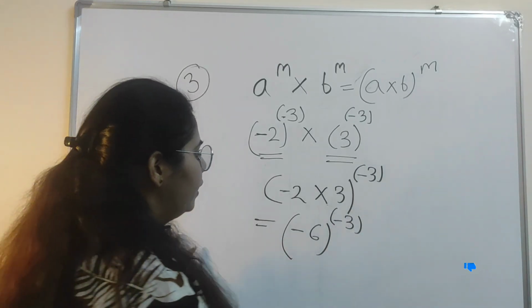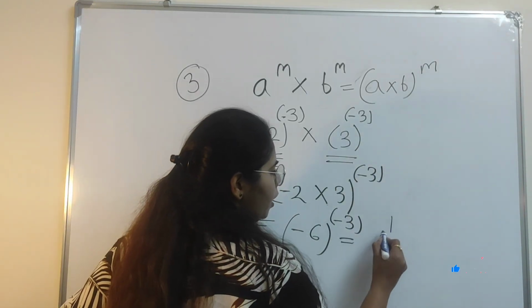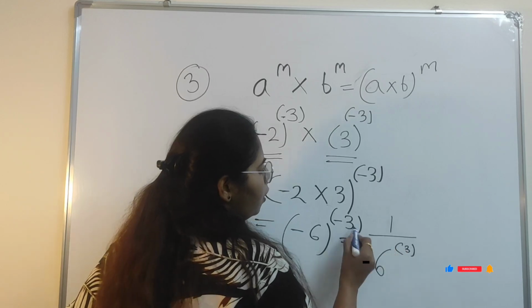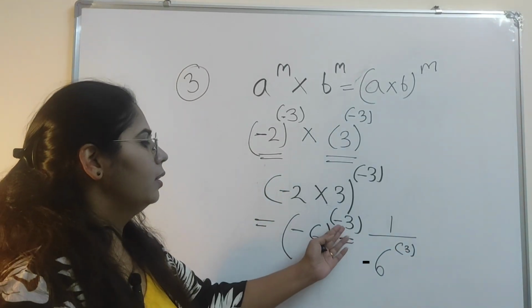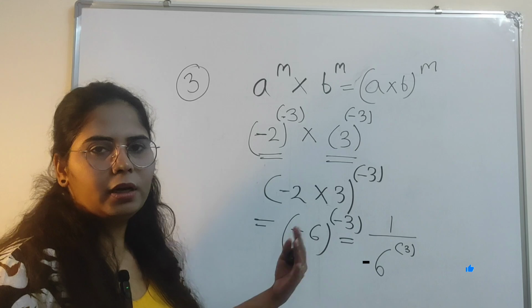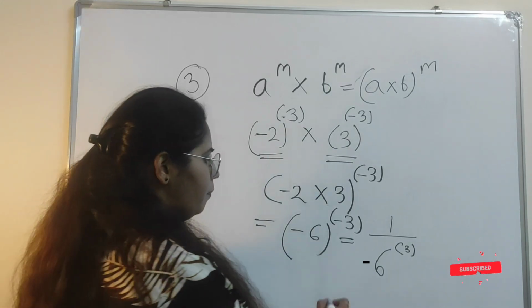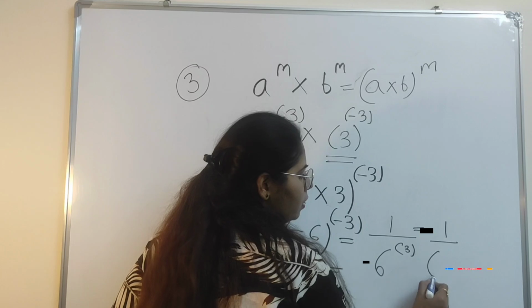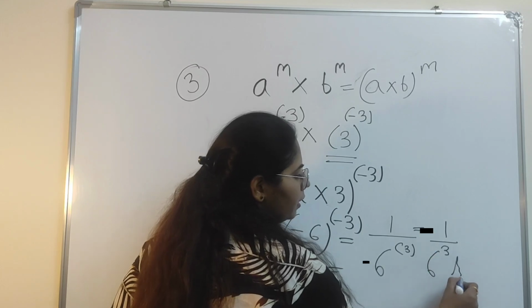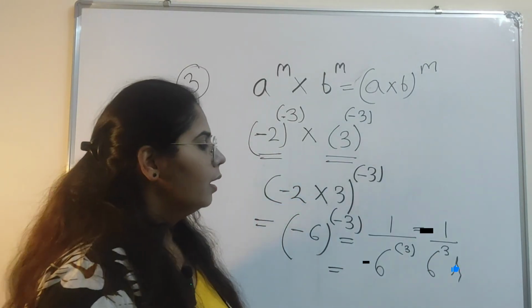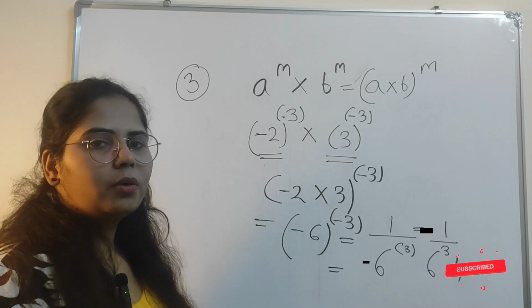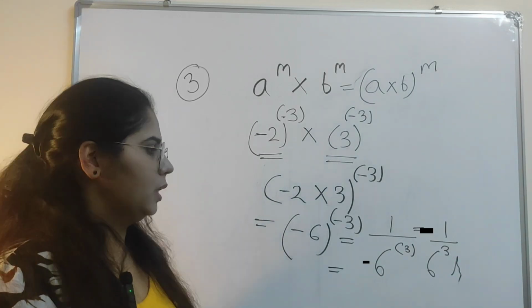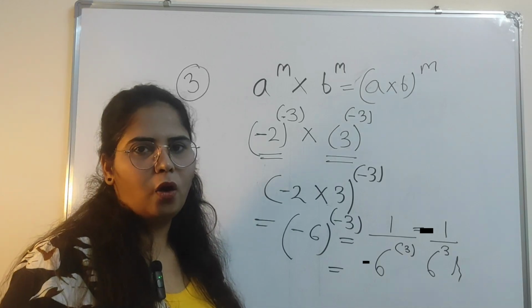So how will I write it? 1 upon 6 to the power 3. Because whenever you write the negative power in the denominator, it will become the positive power. So 1 upon 6 cube is the answer. And if it is asked in the question, then multiply 6 three times, 6 into 6 into 6. That is your third law of exponent.